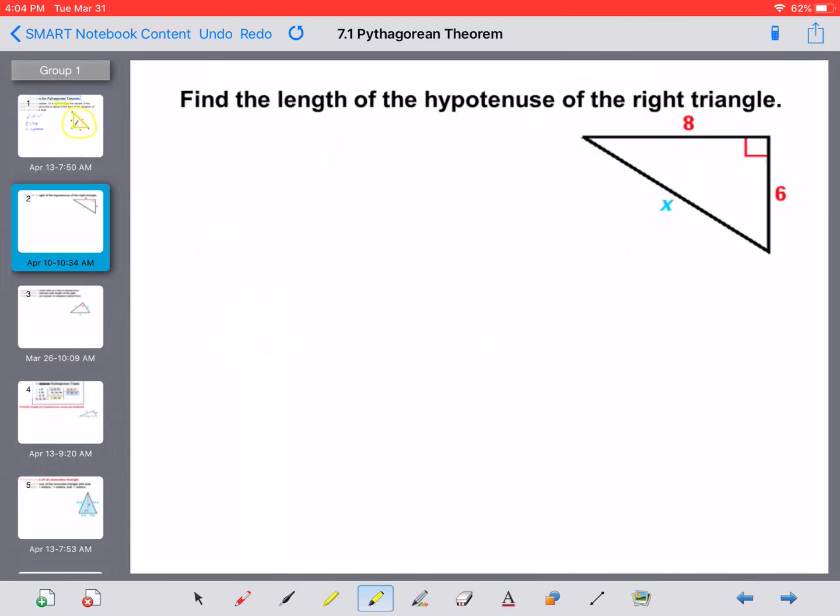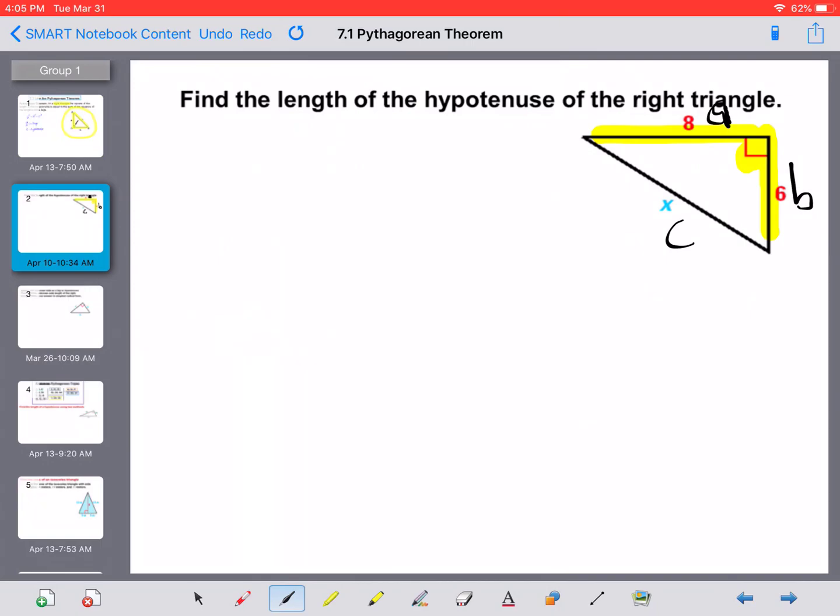In this first example, they want us to find the length of the hypotenuse of the right triangle. Now we need to quickly identify the legs. Again, the legs are what form the actual 90-degree angle in a right triangle. So they're over here, right here. And we're going to label this side A and side B. Those are our two legs. So X is going to be our side C.